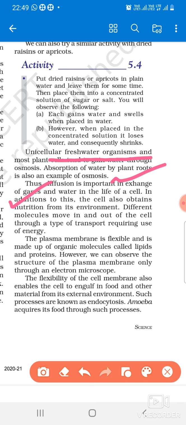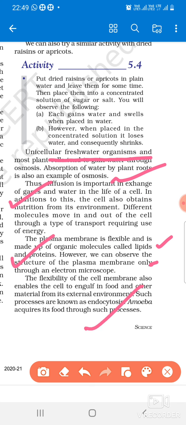Okay, now what about the plasma membrane? The plasma membrane, that is called the cell membrane, is flexible and is made up of organic molecules. Plasma membrane is made up of lipids and proteins. Now the question is, what is the plasma membrane made of? What is the nature of the plasma membrane? It is flexible, and it is made up of lipids and proteins.